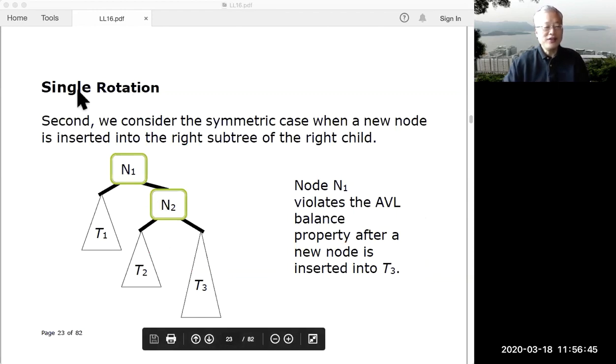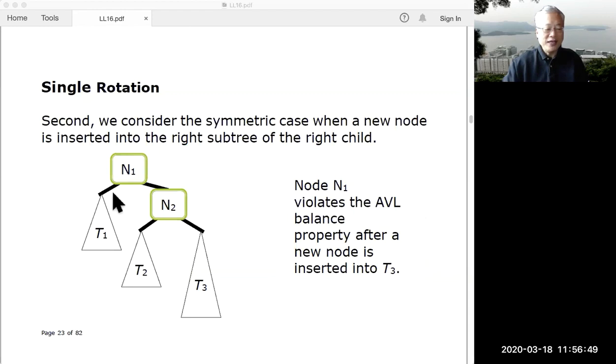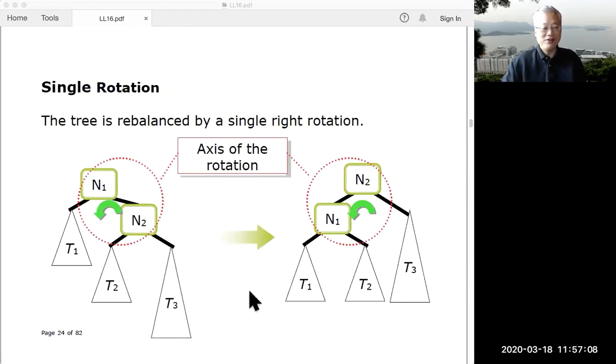Okay, so this is about a symmetrical case, right? So if we have inserted a node to the right subtree of the right subtree, then N1 will have the problem, right? N1 violates the AVL balance property if we have inserted a new node into T3. So if that happens, then what do we do? We do a left single rotation.